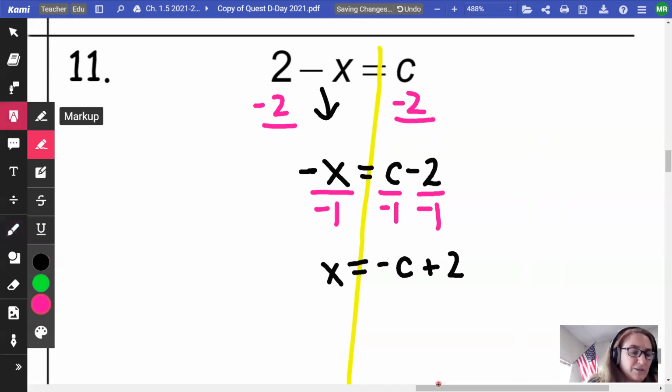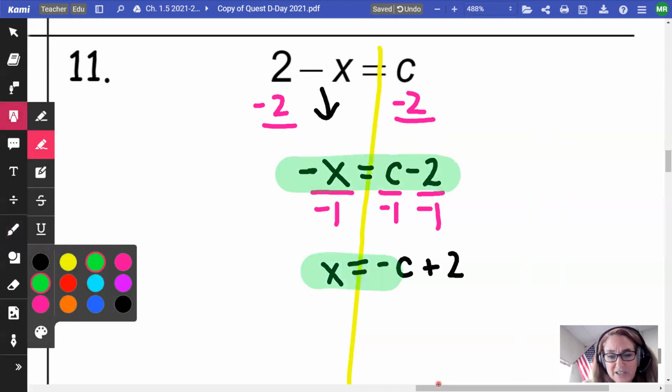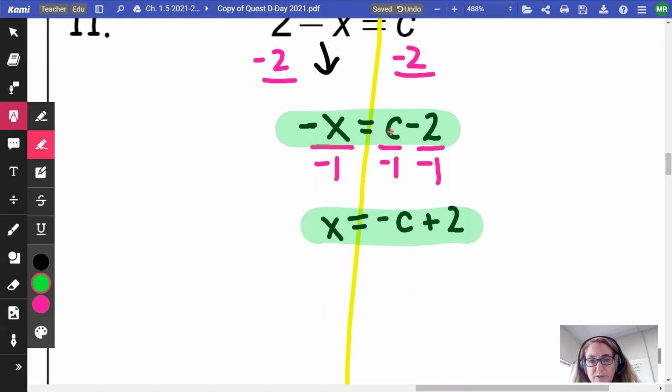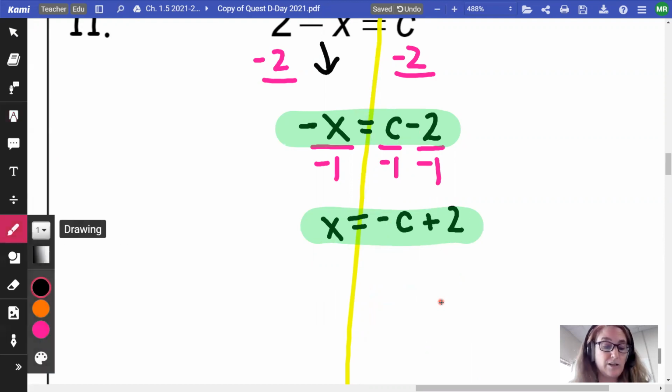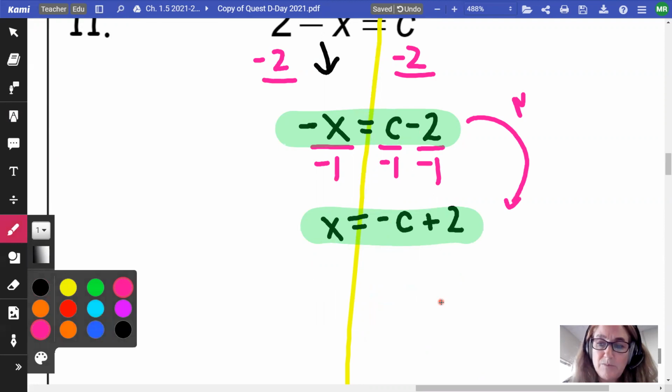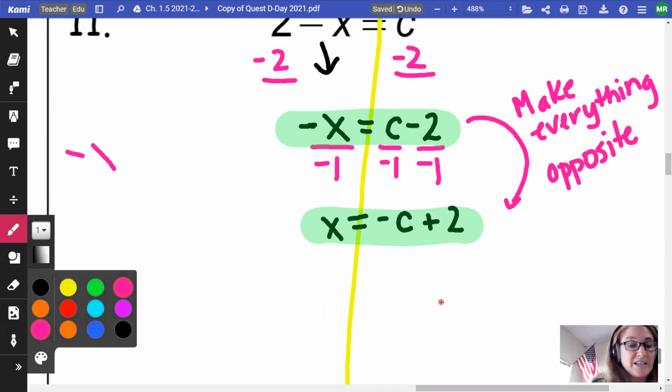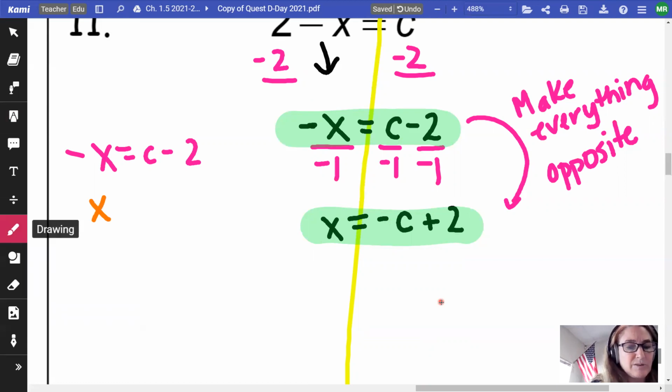Now, what I want you to notice happens here is I started with this and I ended up with this. And if you'll notice, let me get my mouse here, sorry. What you'll notice is this was negative, now it's positive. This was positive, now it's negative. This was negative, now it's positive. When I divide everything by a negative 1, what does that really do? It makes everything opposite. So I am dividing by a negative 1, but what's going to be the result every time is everything is going to be opposite. So when I see negative x equals c minus 2, I don't really divide. What I do is I just think, okay, everything's going to be opposite. Okay, that's going to be positive. This is going to be a negative. This is going to be a positive. Done.